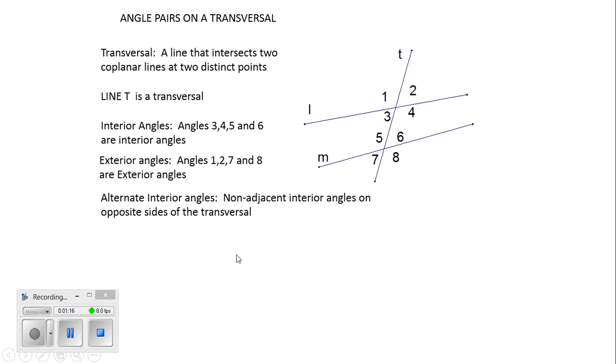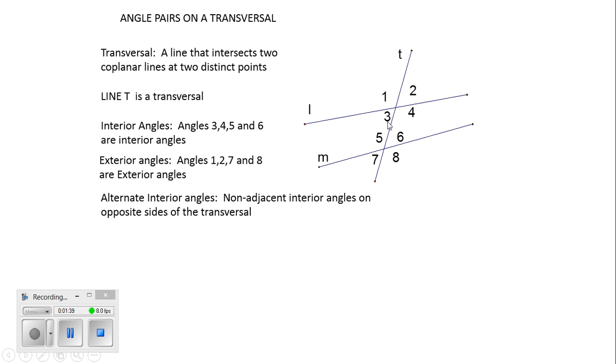Pretty straightforward, okay? Now, we have the alternate interior angles. Alternate means they're on opposite sides of that transversal, alternating on opposite sides of the transversal, okay? But they're not next to each other. So they're tagged as non-adjacent interior angles on opposite sides of the transversal.